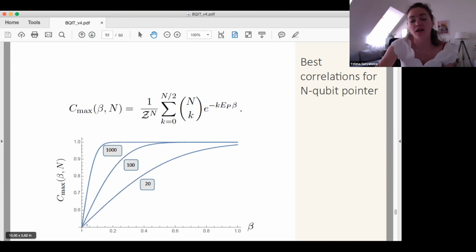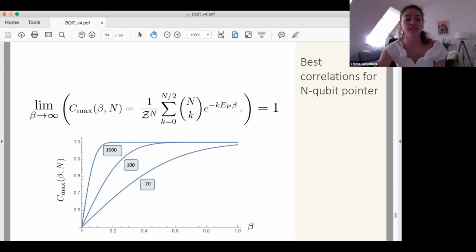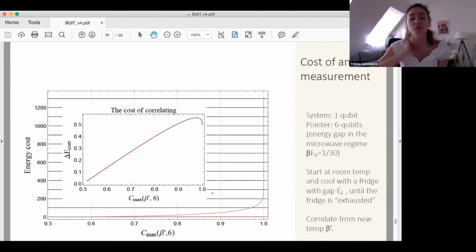So what I can do is I can cool my pointer to the ground state, so that means taking the limit of beta to infinity, and I get perfect correlation. And it doesn't matter how many pointer particles I have. The other thing I can do is I can take an infinitely large pointer, say 20, 100, 1,000 particles, and that will also give me perfect correlation in the limit. So it's another example of this divergence showing up.